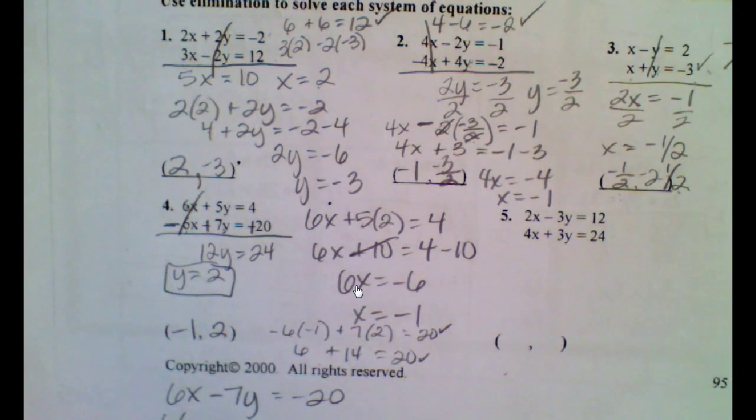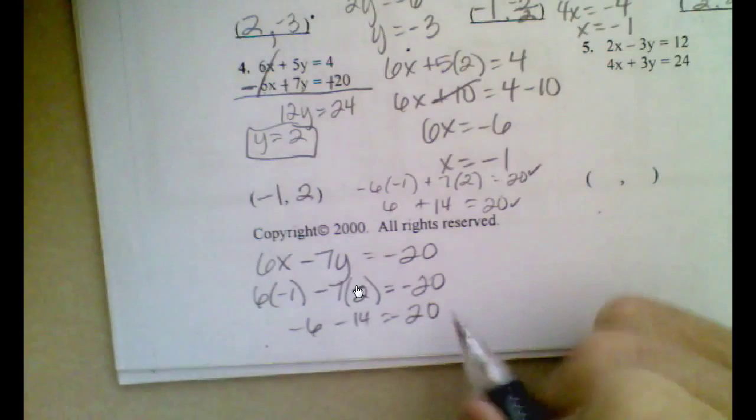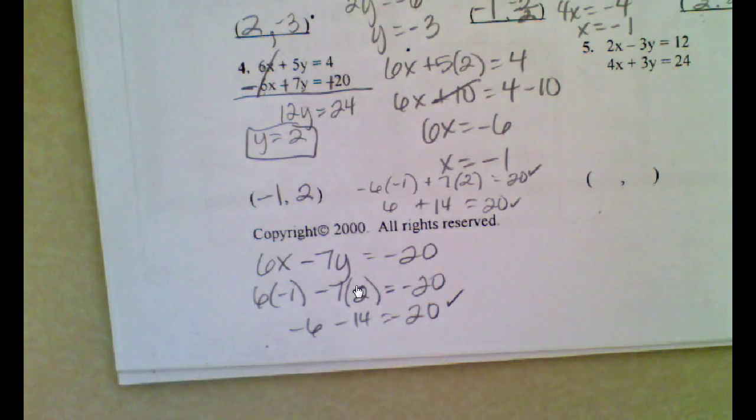So this would be 6 times negative 1 minus 7 times 2, positive 2, equals negative 20. So I get negative 6 minus 14 equals negative 20. So that still checks out, right? My signs are just opposite. Yeah? It's a good question. Okay. When we move on to page 17, you're actually going to have 4 choices in a lot of cases of which equation you want to plug into. Shane?